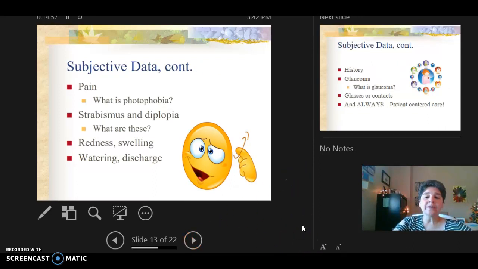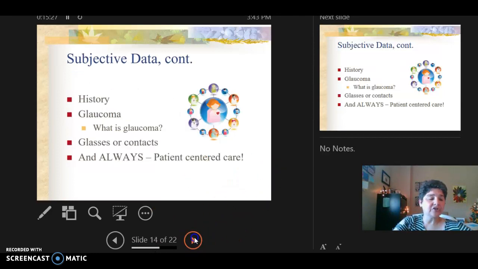Pain, when we talk about pain, we're going to ask them about that. Photophobia, that's that sensitivity to bright light, so that can cause some pain. Strabismus, that's where the eyes cross, so we have that deviation in the axis of the eyes, and the eyes actually cross. And then we have diplopia, which is double vision. Redness and swelling we can certainly see, and we can have some watering and discharge.